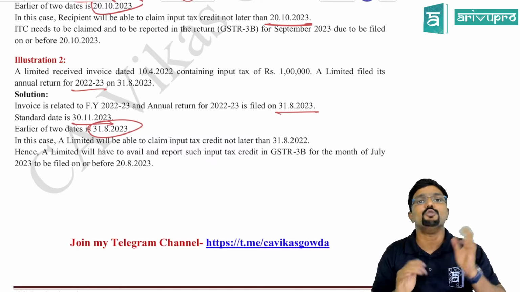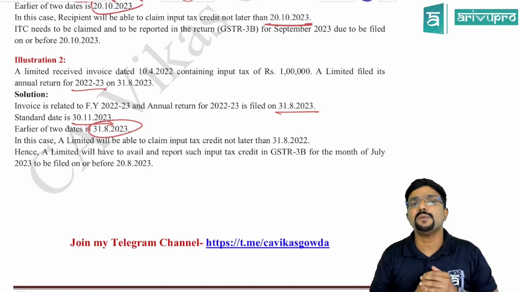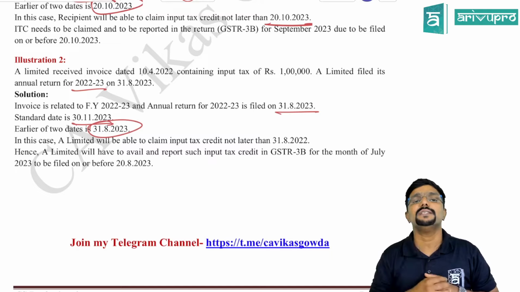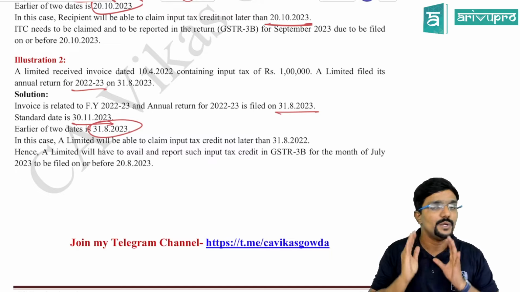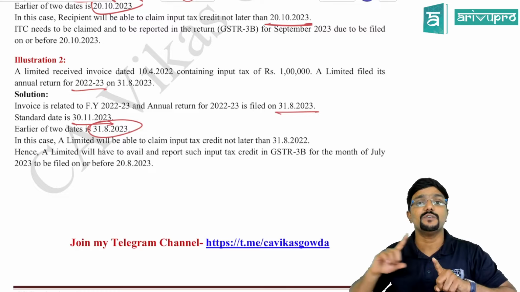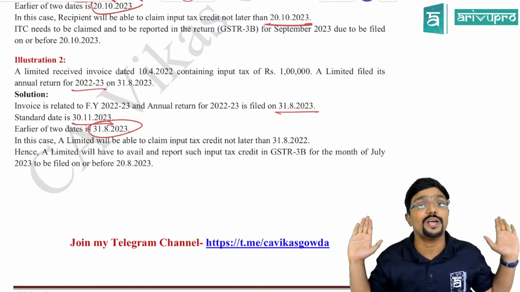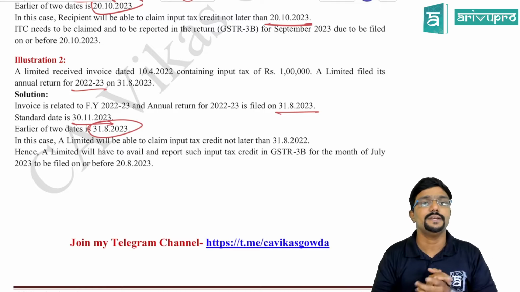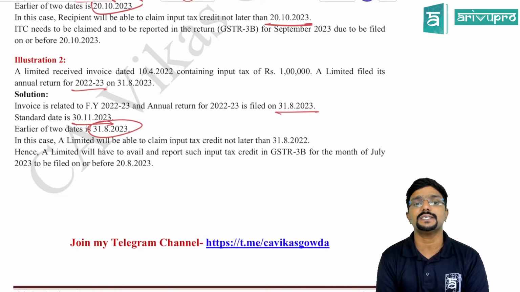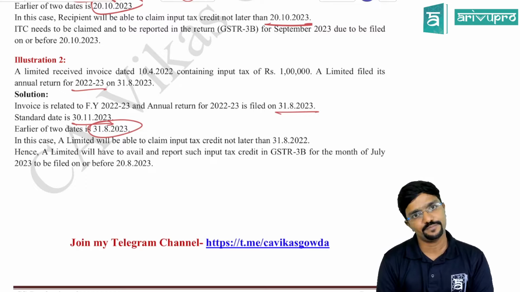That is for July. For July, GSTR 3B has to be filed on or before 20th August. Now, you have to claim it in GSTR 3B of July only. You cannot wait to claim it in GSTR 3B of August. Why? Because GSTR 3B for August you will file only in September. By then already time would have been expired, guys. Hence, A Limited will have to avail and report such input tax credit in GSTR 3B for the month of July to be filed on or before 20th August 2023.